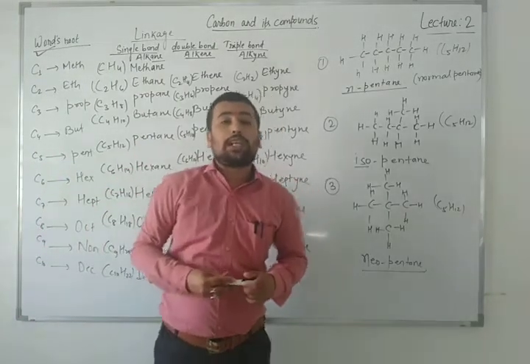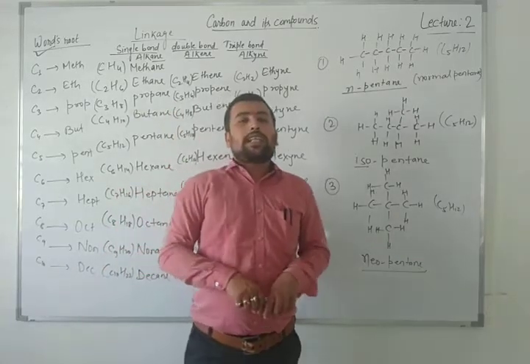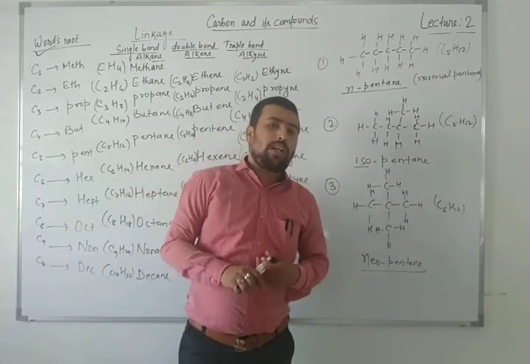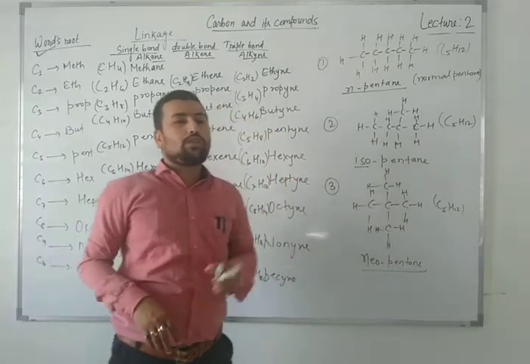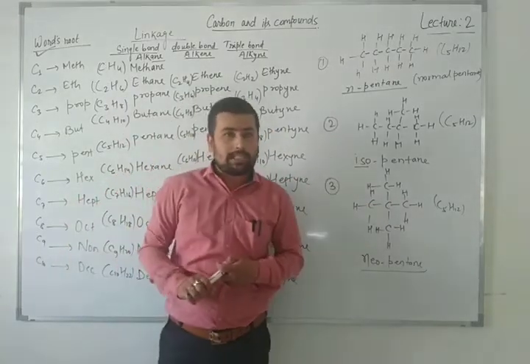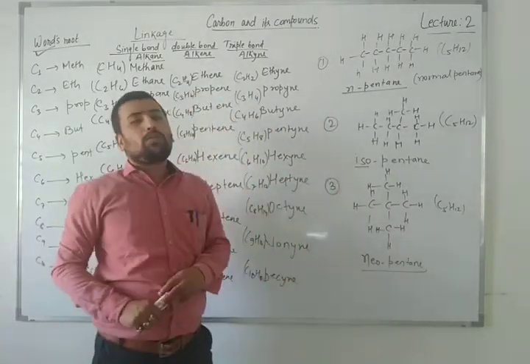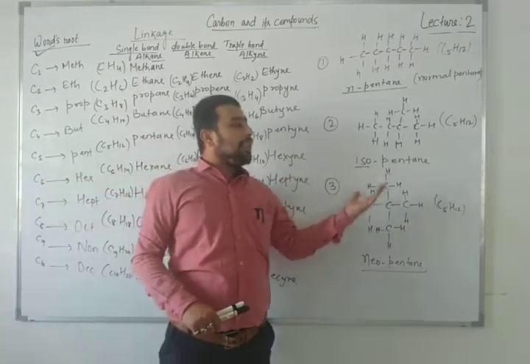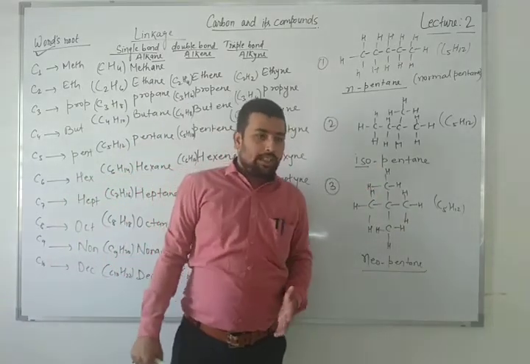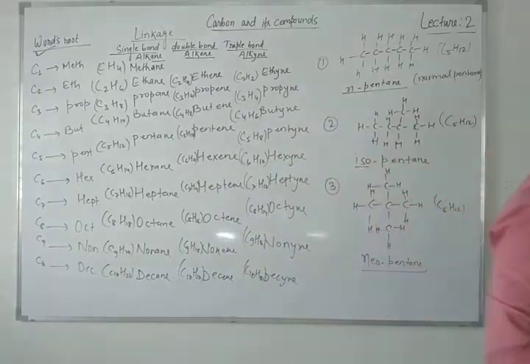If anybody asks you what is isomer, then you have to say: compounds with the same chemical formula but different structural formula are called isomers. The phenomenon is known as isomerism. There are a total of 3 isomers of pentane: normal, iso, and neopentane. If you want to take a screenshot, you can take a screenshot of the board. Now we will move toward the second question.